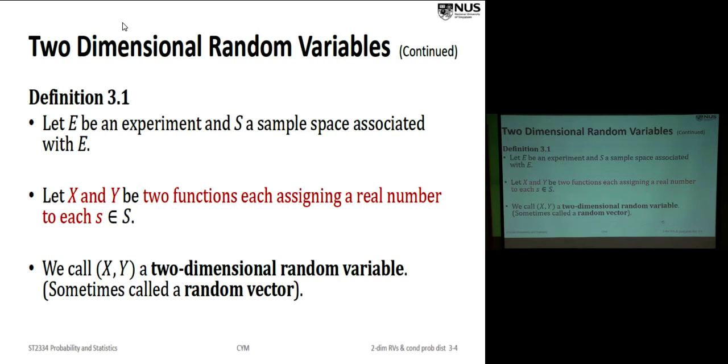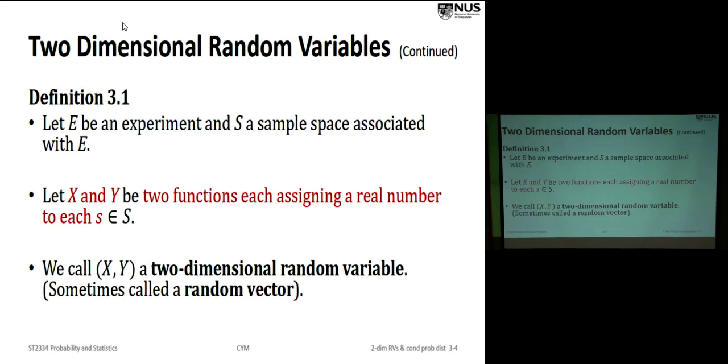So if we let an experiment be E and S is the sample space, I think I said omega earlier, sorry, I mean S, the collection of all possible outcomes of the experiment. Now we take two functions, X and Y, which assign a real number to every point in the sample space. That is to say, you give X a point in the sample space, it gives you back a number. You give Y a point in the sample space, it gives you back a number. Those numbers may be, most likely are, different for each given S, otherwise the random variables are identical. Then we call the pair of functions a two-dimensional random variable.